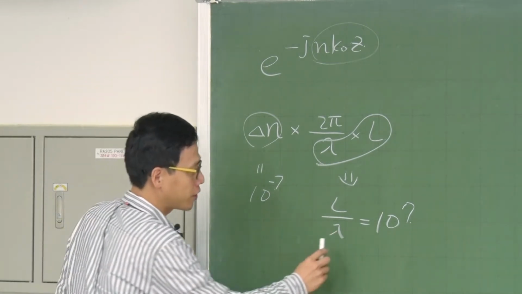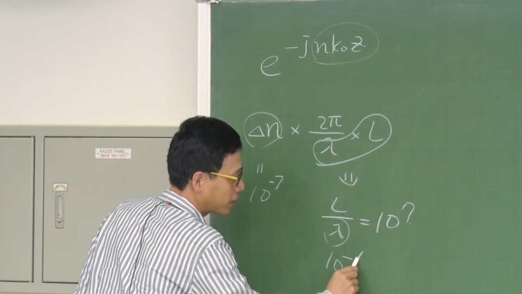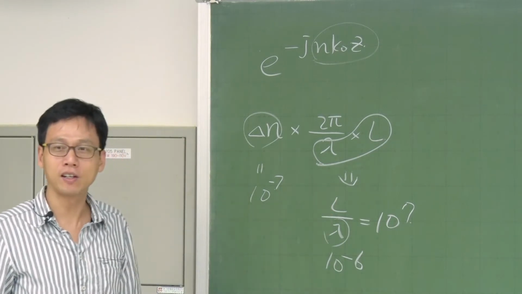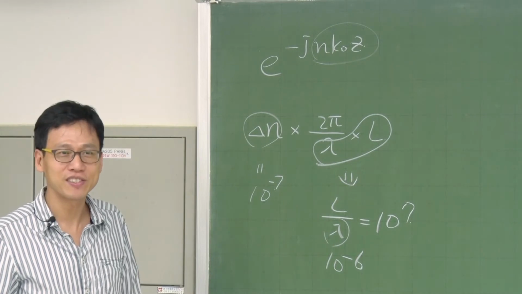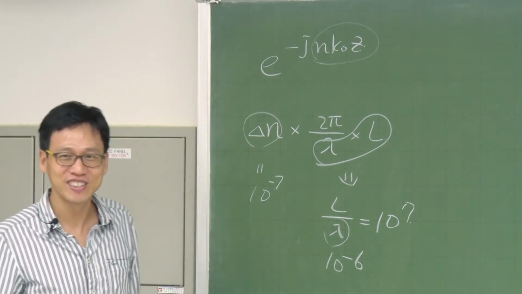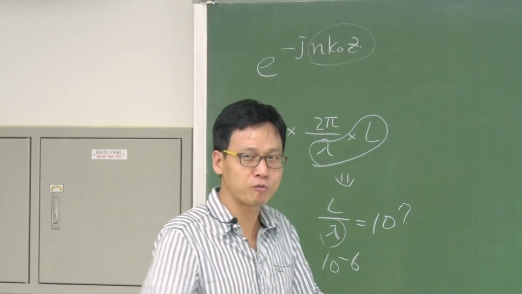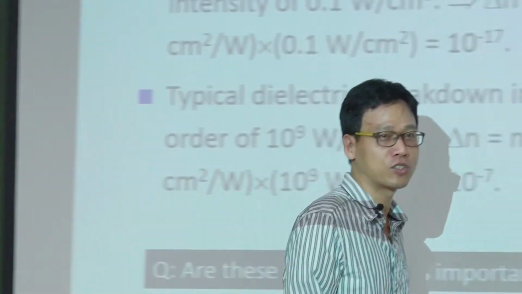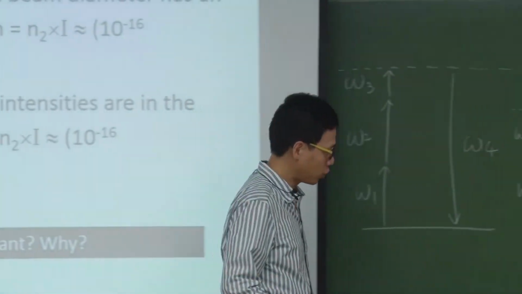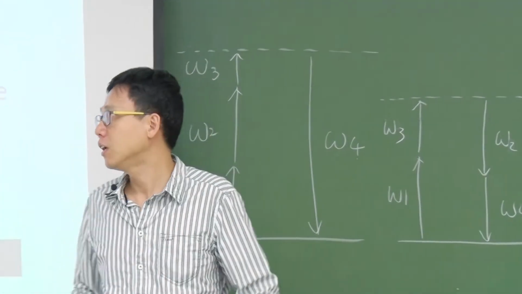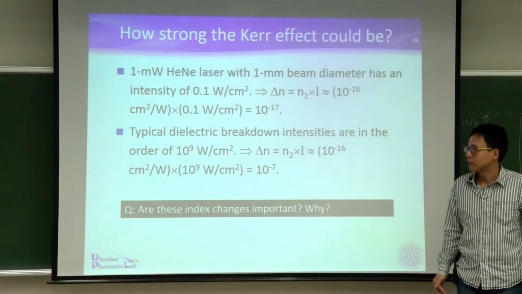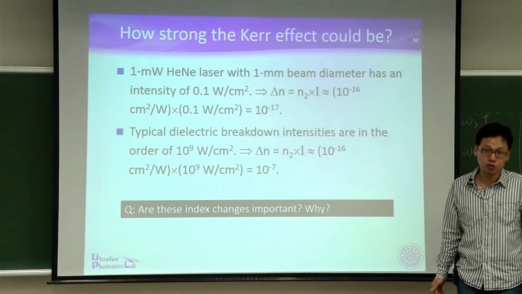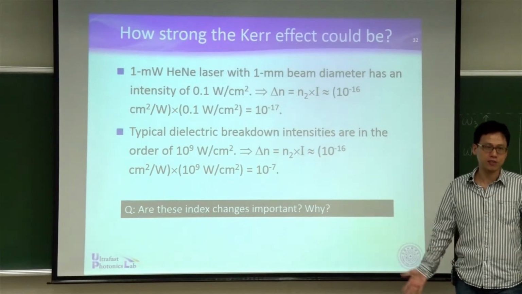Since lambda is very small, it's 10 to the minus 6 meters, right? 1 micron. So what is big L? 10 meters, okay? Not that large. If you have a spool of fiber, you can easily accumulate very strong nonlinear phase shift, okay? So usually the Kerr effect is extremely important in fiber optics.